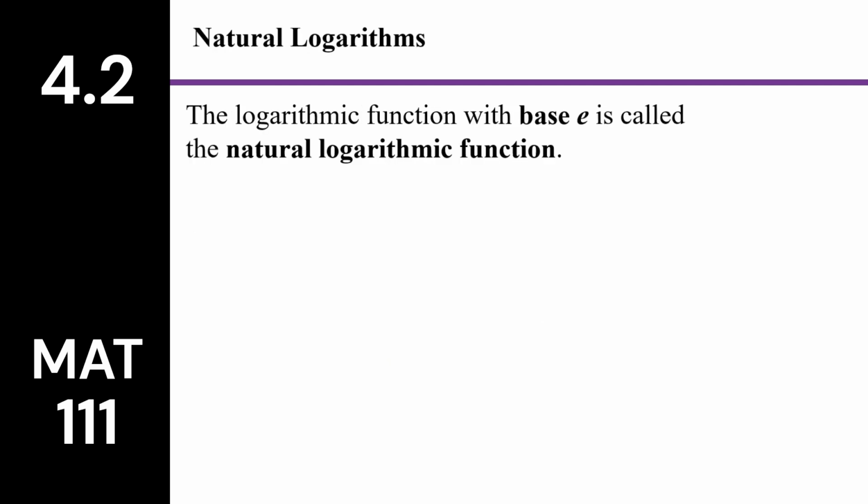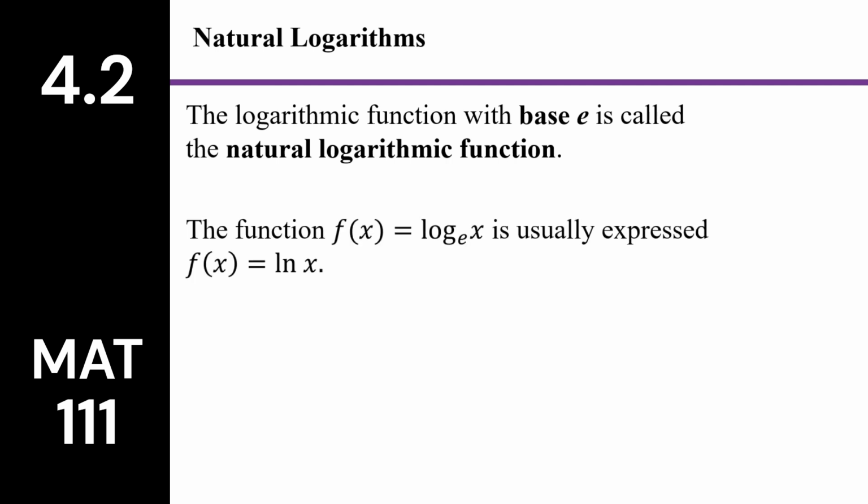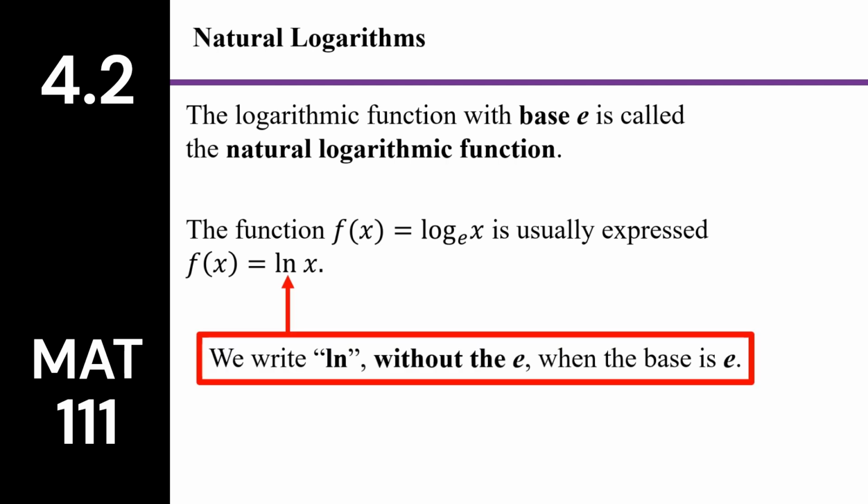Now let's look at natural logarithms. The logarithmic function with base e is called the natural logarithmic function. The function f of x equals log base e of x is usually expressed as f of x equals ln of x, and we'll read that as natural log of x. Note that we write ln without the e when the base is e.